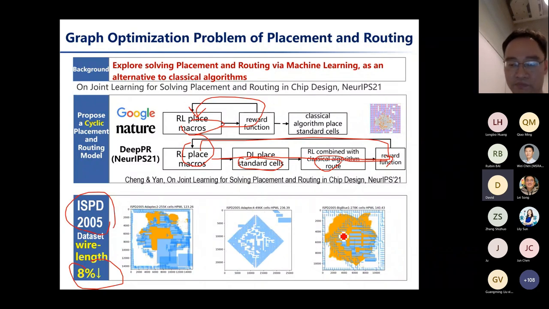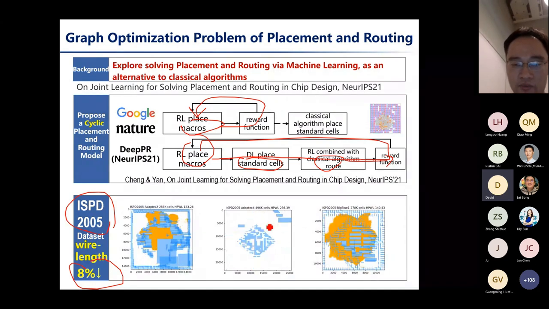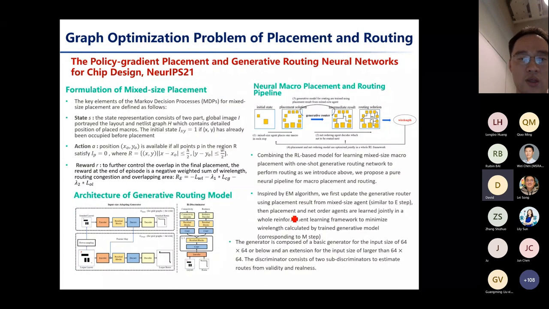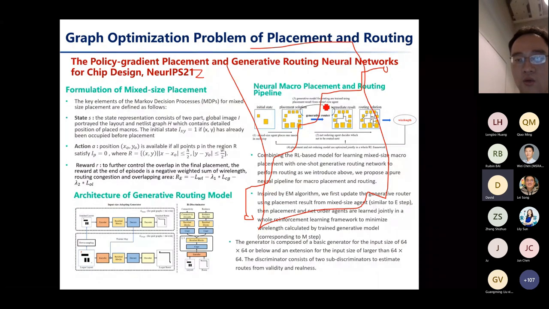This is some example, about the macros. We cannot visualize the standard cells, and we cannot visualize the routing because it's too dense. We also have this 2020 NeurIPS paper about using a generative model to do routing. That is very different compared with the classic ones or the reinforcement learning based ones. Reinforcement learning based ones try to autoregressively find the routing from point A to point B. But we treat it like an image, and we just draw the routes. So we do it in one shot, not autoregressively.